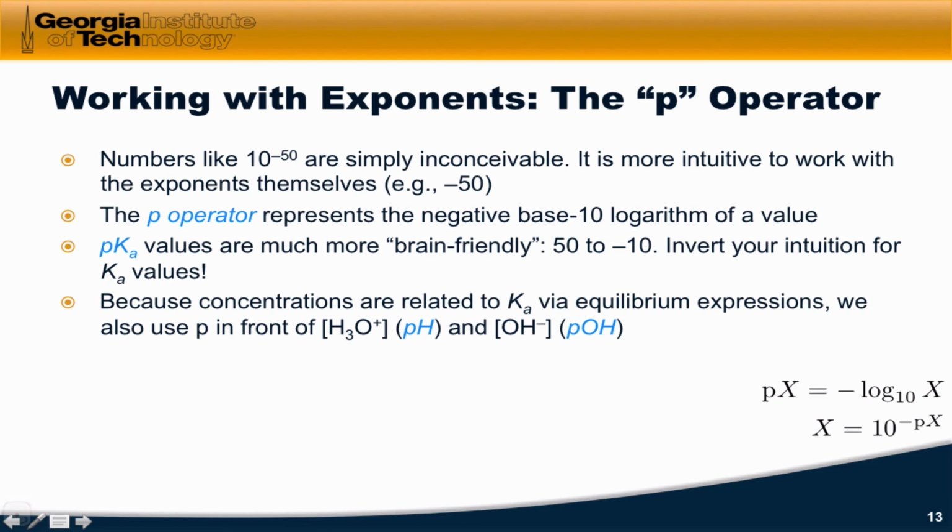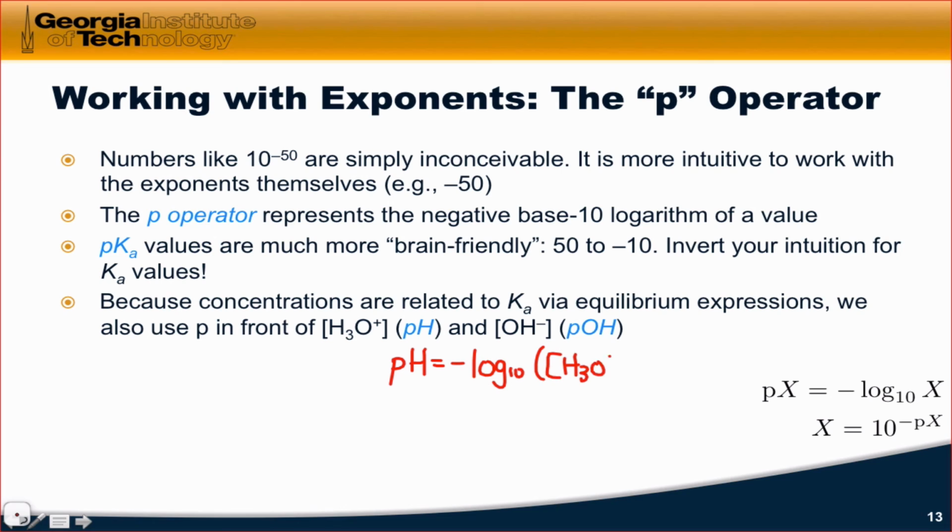And because concentrations are related to Ka, it would also be helpful to use p in front of the hydronium and hydroxide concentrations, and this is how we define pH and pOH. pH is equal to the negative base 10 logarithm of the hydronium concentration, and pOH is equal to the negative base 10 logarithm of the hydroxide concentration. Because of the negative sign here, we need to again sort of invert our intuitions in terms of acids, bases, hydronium, and hydroxide concentration. Acids decrease pH since they increase the concentration of hydronium, and bases increase pH since they decrease the concentration of hydronium.